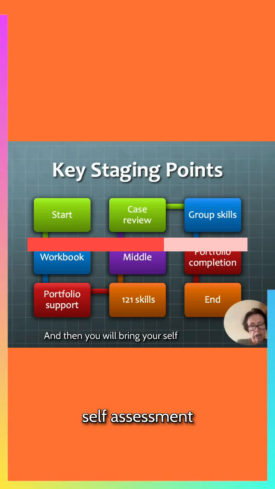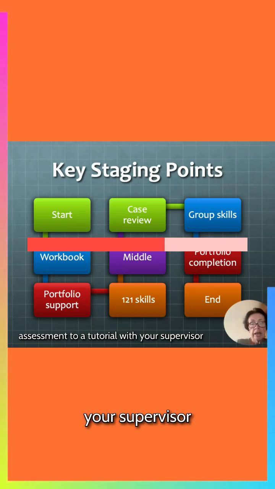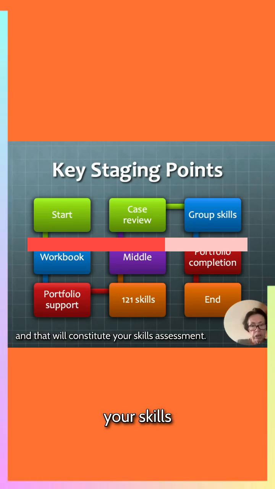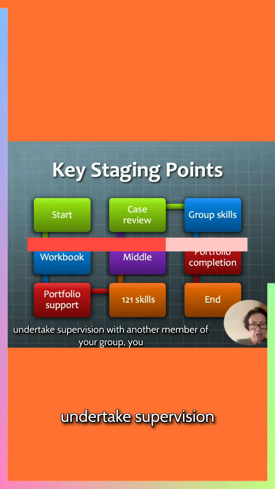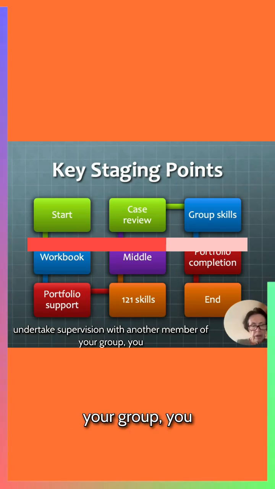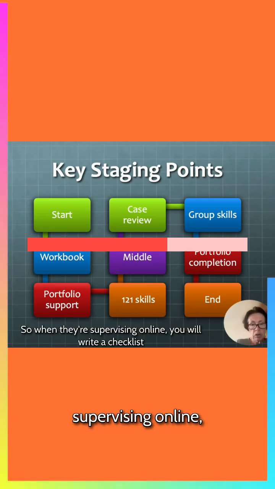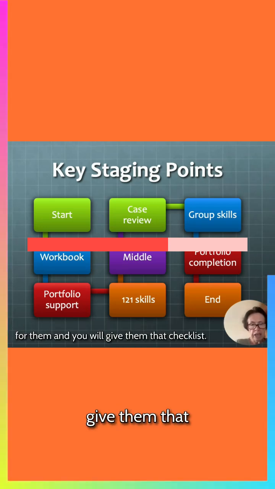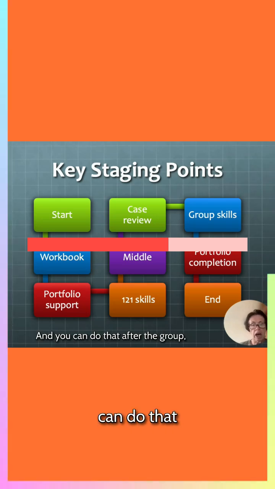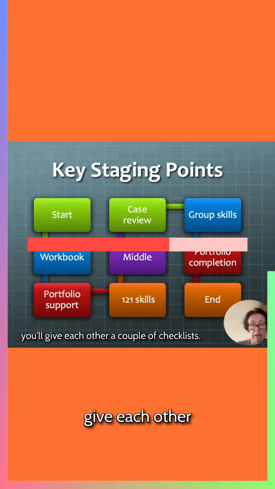And then you will bring your self-assessment to a tutorial with your supervisor, and that will constitute your skills assessment. In that online session where you undertake supervision with another member of your group, you will also do 2 checklists for your peers. So when they're supervising online, you will write a checklist for them, and you will give them that checklist, and you can do that after the group, but you'll all give each other feedback, and you'll give each other a couple of checklists.